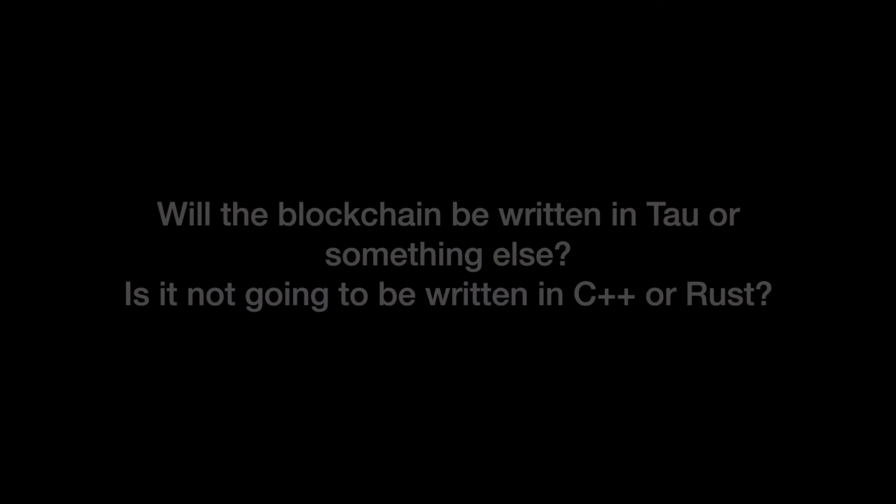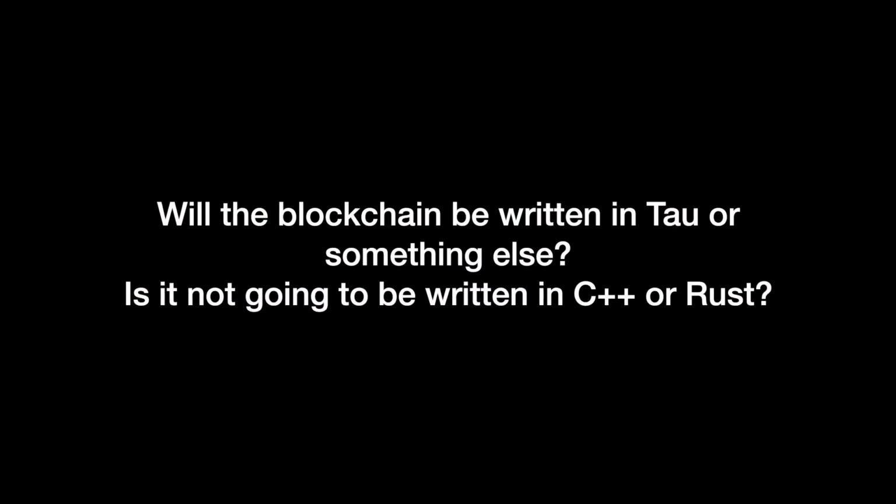And the next question is from Andrew Levine, and they ask, will the blockchain be written in Tau or something? Is it not going to be written in C++ or Rust? The blockchain infrastructure, in particular, cryptographic primitives, including proof of execution, will be written in C++.